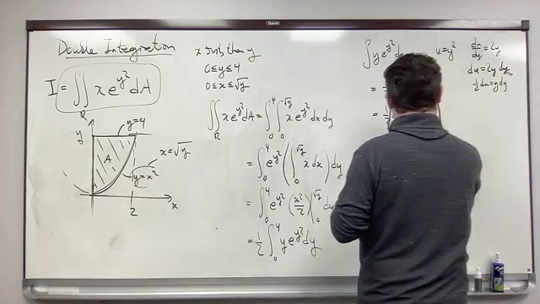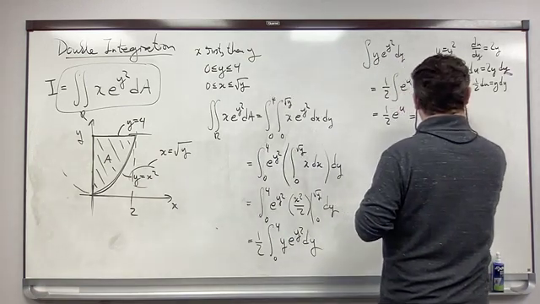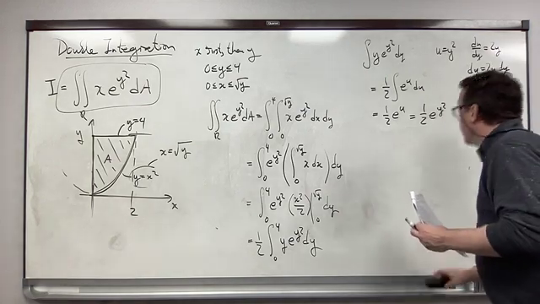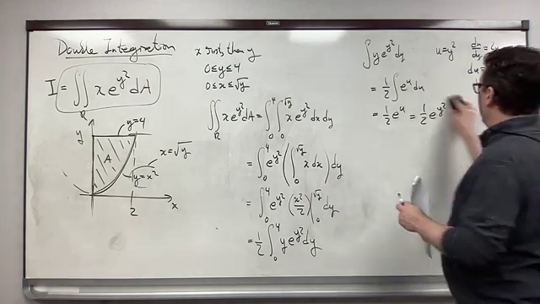And now we put the values back in, so this is 1 over 2 e to the y squared. Okay, so that's the antiderivative of that. So we'll put that into there now. So just remember this 1/2 e to the y squared.